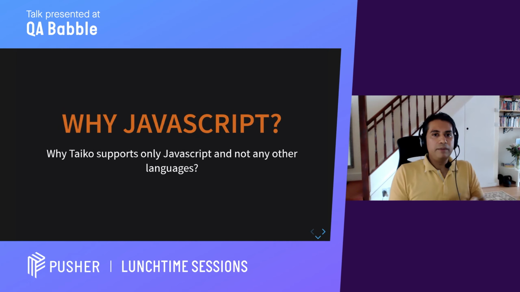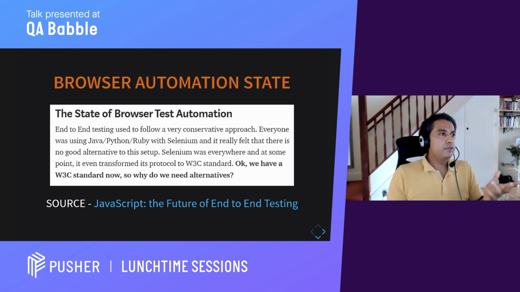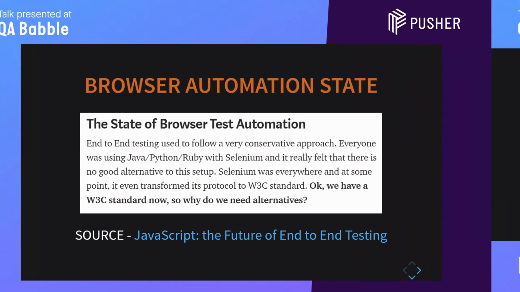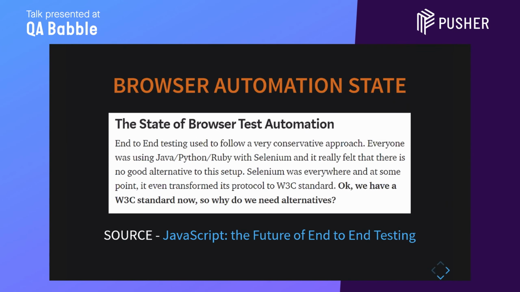Now, why JavaScript? Why not say C Sharp or Java or Python, which are quite popular these days? The reason is, what's the current state of browser automation? Everyone is using Java, Python, or Ruby with Selenium, and it really felt that there was no good alternative to this setup. But alternatives have come out now. You have Cypress, you have Puppeteer, and many other things that are not following the conventional standard.